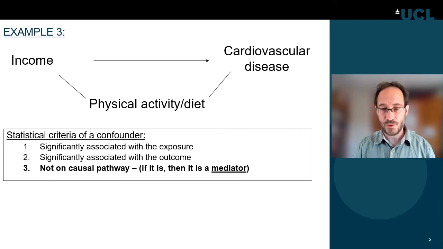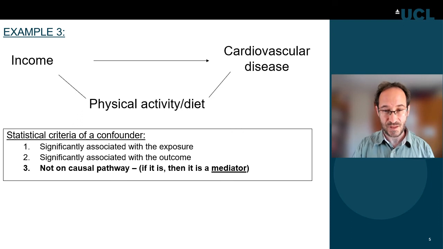From a statistical point of view, a confounder needs to fulfill three specific criteria. The confounder must be significantly associated with the exposure. It must be significantly associated with the outcome. And the third criterion is that it must not be on the causal pathway between the exposure and the outcome, because if it is on the causal pathway, then it is called a mediator and not a confounder.